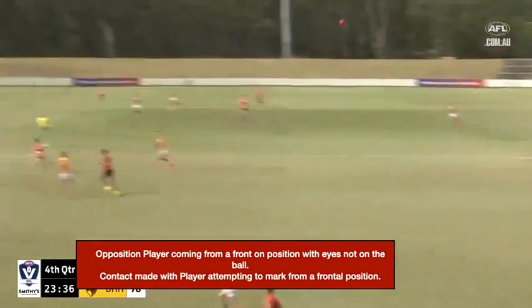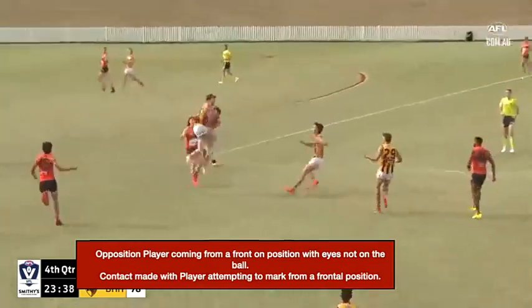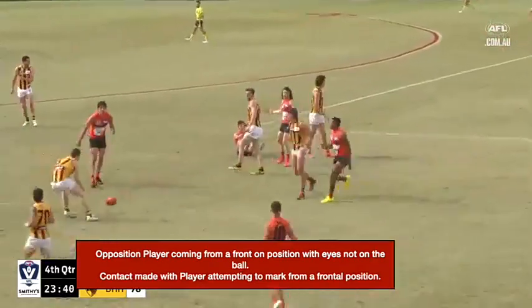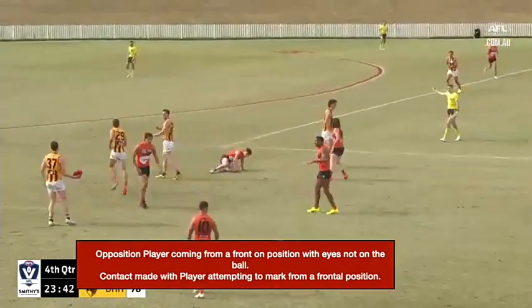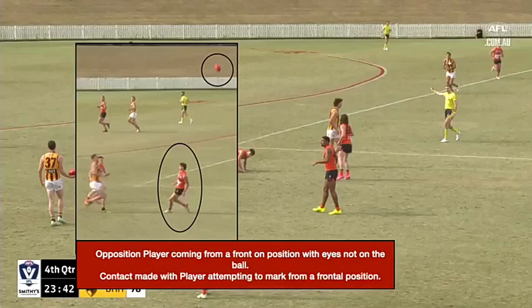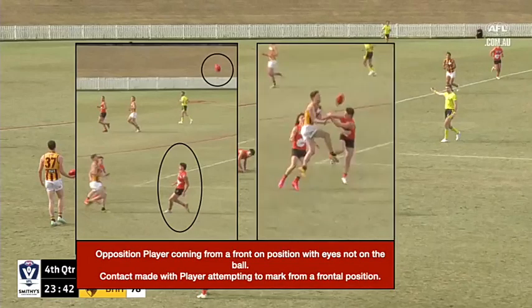Sam. In this instance, GWS coming from a front-on position, contact made with player attempting to mark from the frontal. Eyes not on ball, making contact with an opposition player, not contesting the ball.